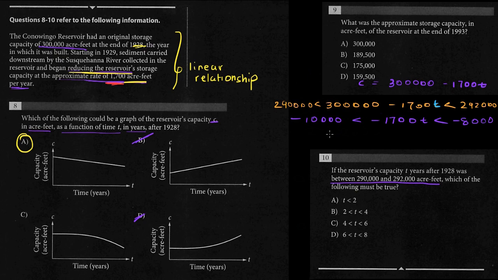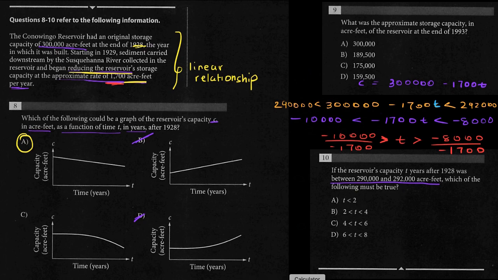And if I do that, I'm going to be left with this inequality right here, negative 10,000 over negative 1,700, which is actually going to be greater than T. Notice how I'm flipping the signs. The reason is that when you divide by a negative number in an inequality, the signs flip, okay? This is a rule that you need to know. The same applies here because I'm dividing by negative 1,700 everywhere. And so it's going to be negative 8,000 over negative 1,700.